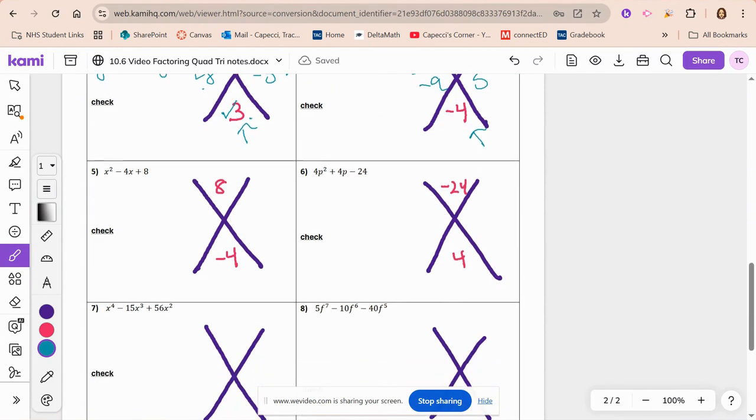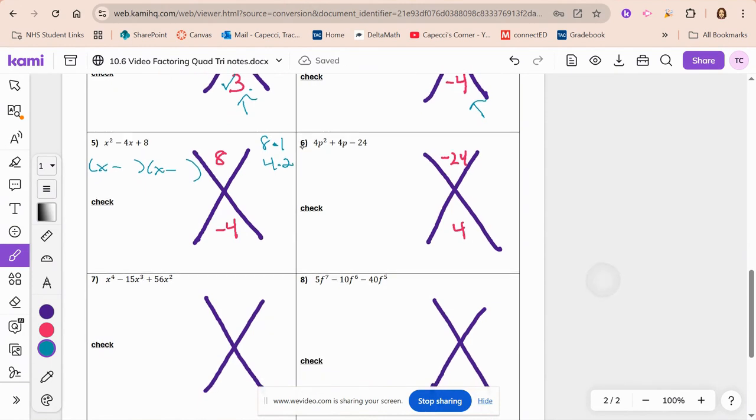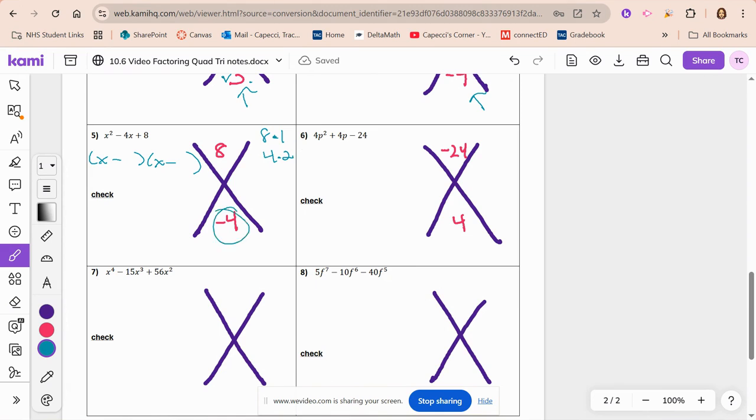All right, let's take a look at the next one, number 5. In this case, I can set it up. My signs are the same. They're both going to be negative. Factors of 8: I have 8 and 1, and I have 4 and 2. Now my signs are the same, so I know I'm going to try to add something that's going to get me to negative 4. But in this case, 8 plus 1 gives me 9, and 4 plus 2 gives me 6. I don't have any other factors of 8, so this one we can't do anything with. So we just say that it's not factorable. We tried, but there's no combination that's going to work for that quadratic.